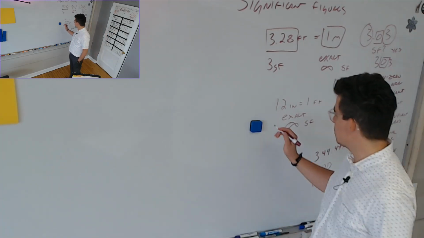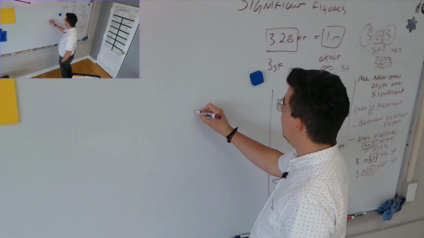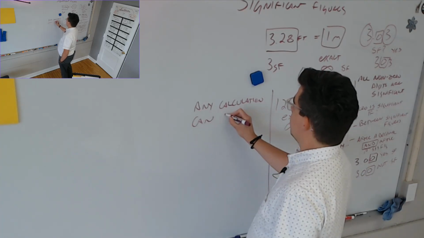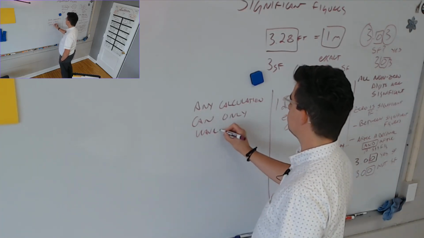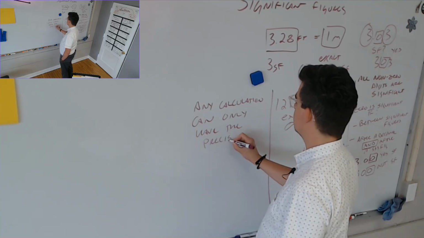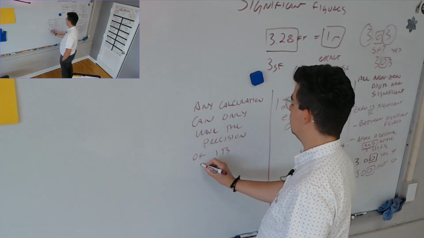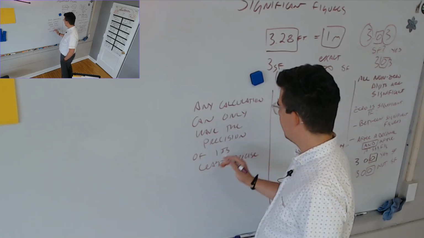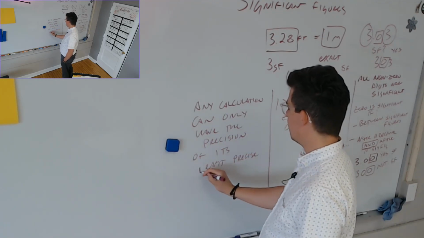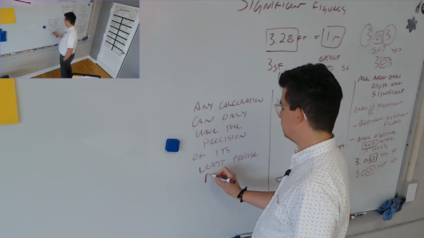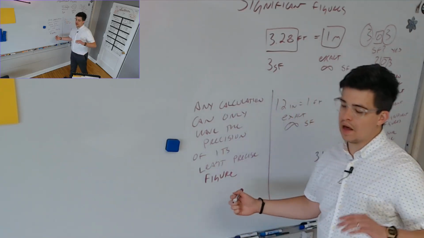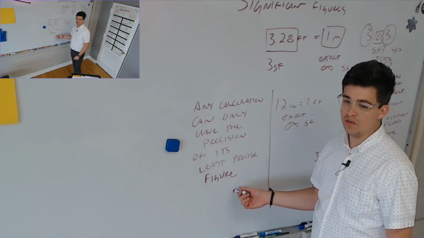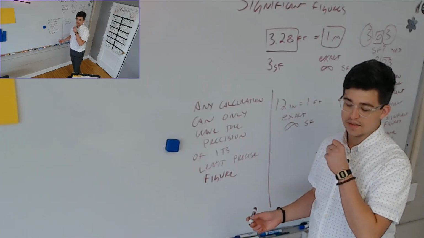Now, here's the rule. This is what we use all of this for. Any calculation can only have the precision of its least precise figure. Whatever stuff is going into the calculation, our answer can only have the significance, it can only have the precision of the one that has the least.